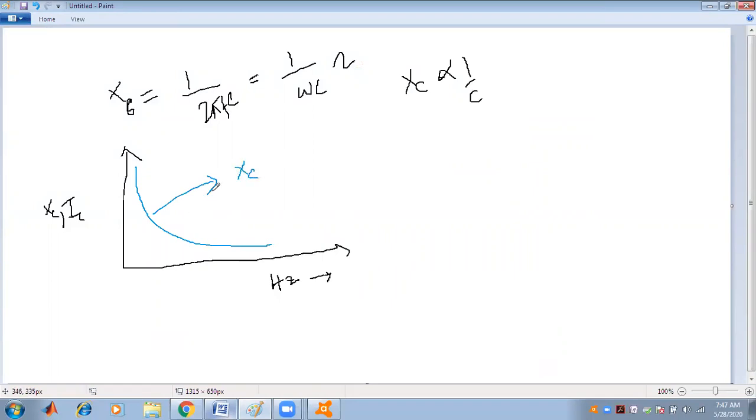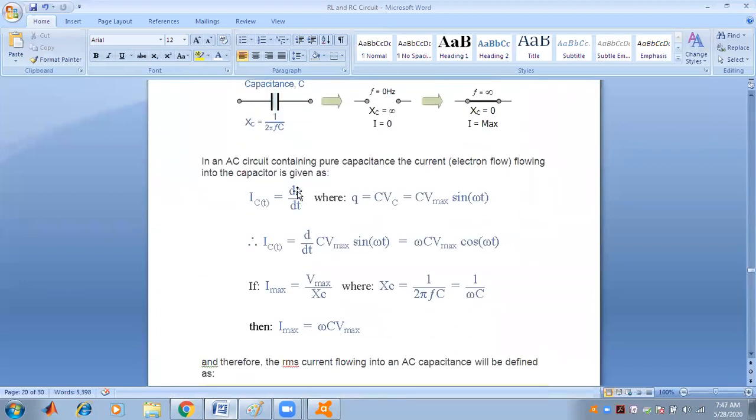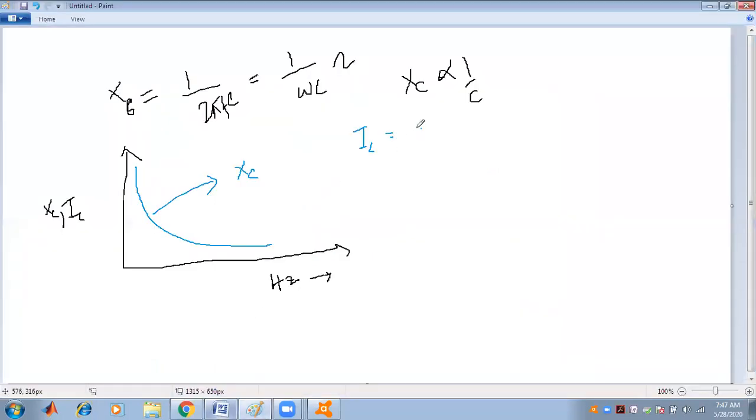And what is the value of the current going through the circuit, IC? The current that is going through the circuit, IC equal to dQ by dt. Just putting those values that we have done, the IC value will be omega C into V. It is the first order derivative.